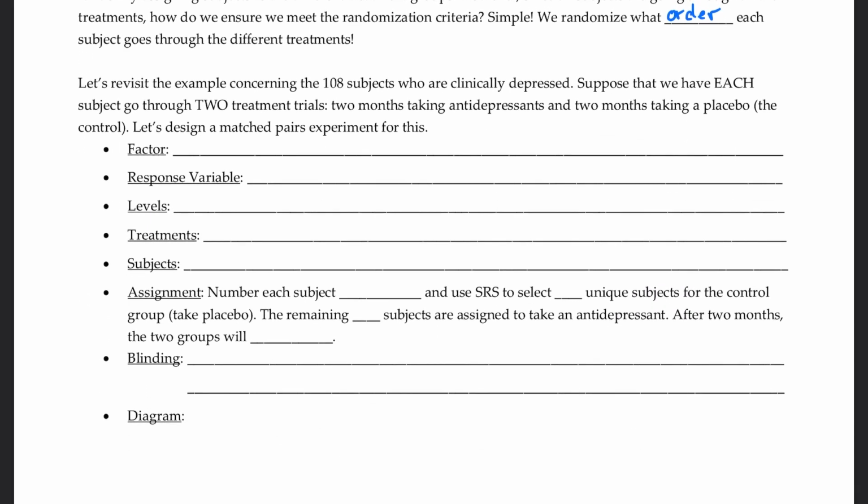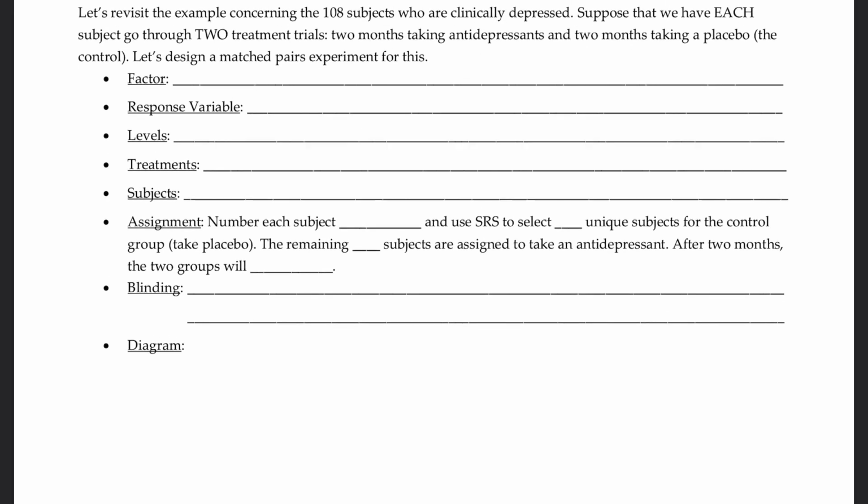We're going to talk about matched pairs with regard to the example that Mr. Dobrovich started for us many videos ago, about 108 subjects who are clinically depressed, and we want to run them through some treatments. A matched pairs scenario in this case might look like this: every single subject goes through both treatments, taking antidepressants for 2 months and taking a placebo for 2 months.